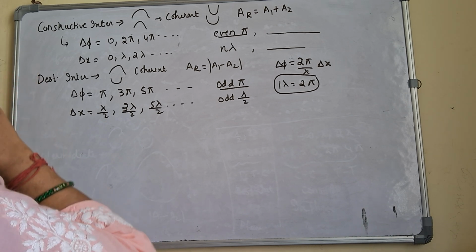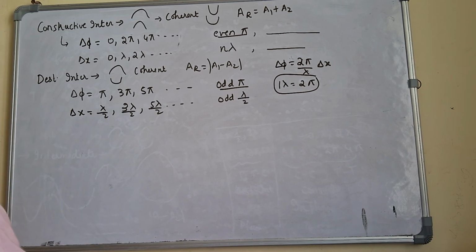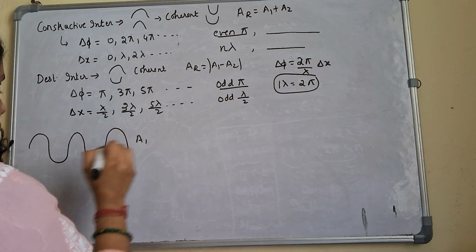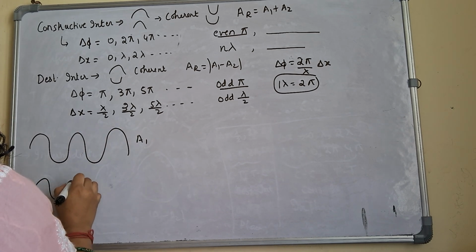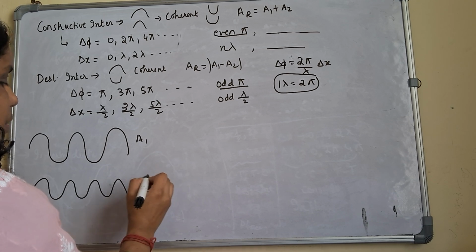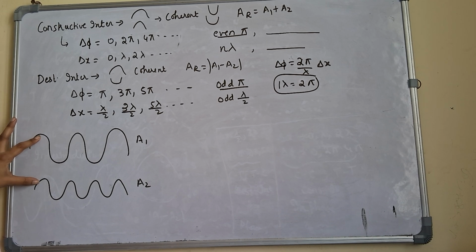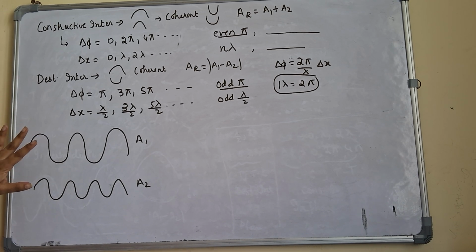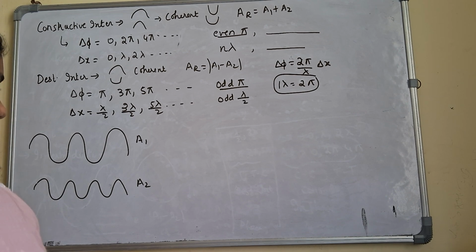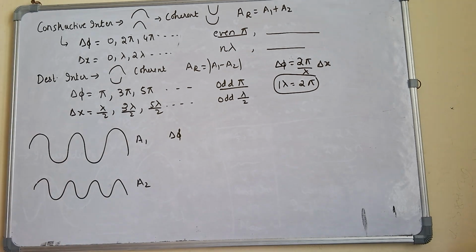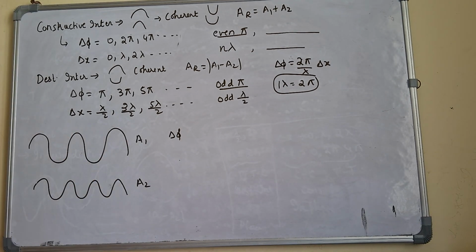Now, if you recollect, let us say there are 2 waves. This amplitude is A1, and let us say there is one more wave with amplitude A2. It may be coherent, but the condition may be such that crest and crest may not be on top of each other. It is like intermediate interference. So let us consider the general case. Let us say there is a phase difference of delta phi between them.